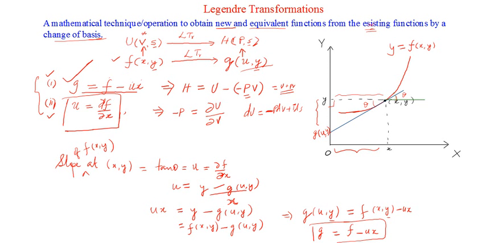Now what is the meaning of this equation? See, u equals dou f by dou x. I have used this f instead of y. Actually, I could have written dou y by dou x.